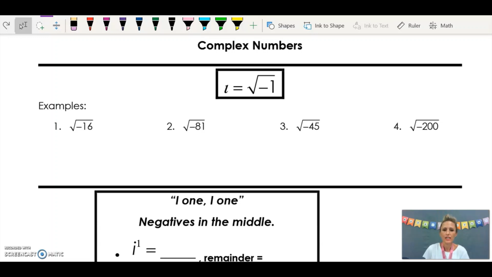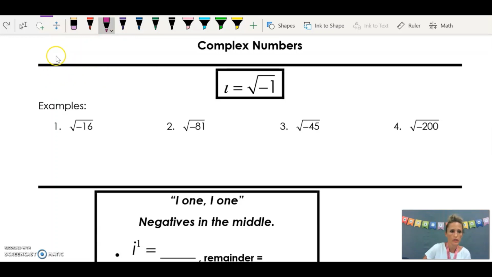This lesson is an introduction to complex numbers. In your previous math classes, you learned about taking the square root of a number, and you learned how to even simplify radical expressions. So first, let's review perfect squares. A perfect square is any number squared.